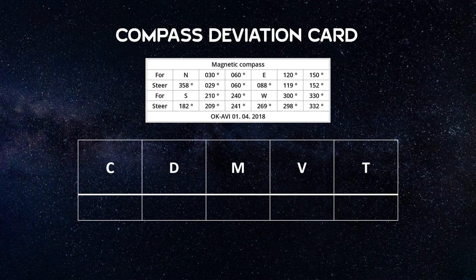Example, find the value of deviation when you fly on magnetic heading 150 degrees. Insert magnetic heading and compass heading into the appropriate column as shown on the screen. Since 152 is more than 150 by 2 degrees, the value of deviation is minus 2 degrees or 2 degrees west.